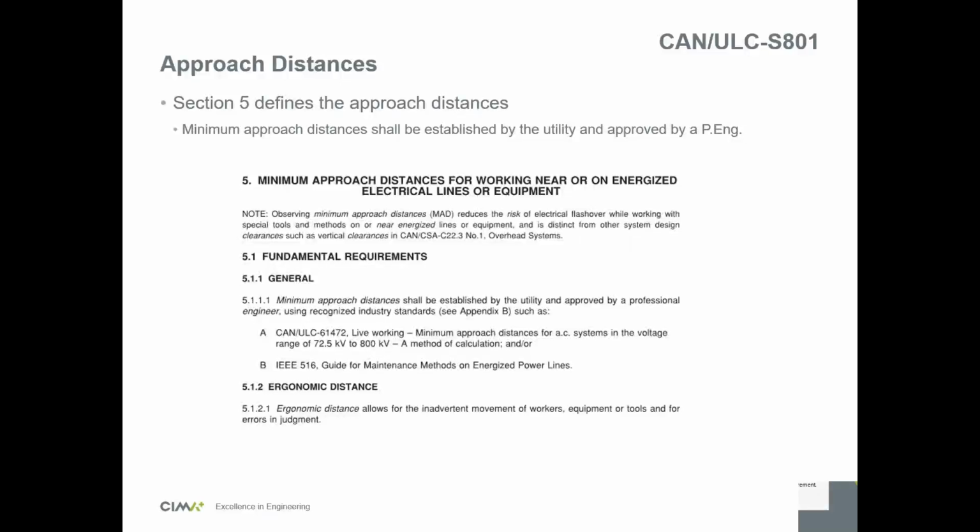Then you get to section 5, which defines the approach distances. So the minimum approach distances for lines and utilities shall be established by the utility and approved by a professional engineer. So as stated here in 5.1.1.1, it states that the distances shall be established by the utility and approved by a P.Eng.